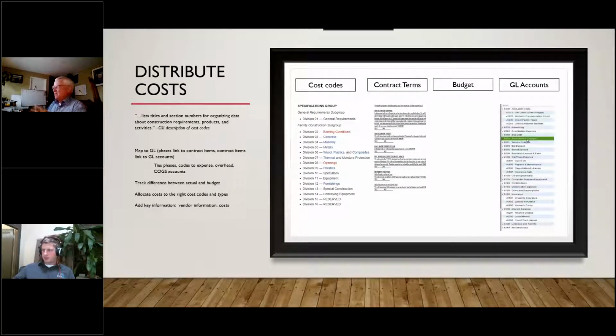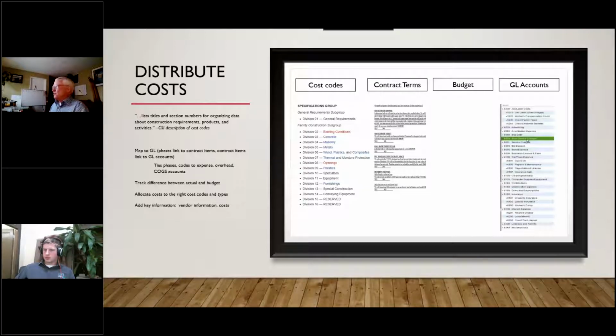So the key is to tie the contract terms for a job to the cost codes and the GL in accounting. So the cost codes really tie all this stuff together, and best practices say it always goes back to the estimate and the job and the contract terms for the job. So you can tie them together throughout the whole thing into the GL. Then you can track your job costs throughout the job.